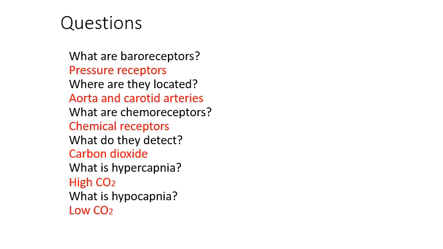All right, there's your answer. So baroreceptors are pressure receptors. So they basically are detecting stretch. We find them in the aorta and the carotids. Chemoreceptors are detecting chemicals like carbon dioxide. They can also detect oxygen and hydrogen ions. Hypercapnia is a high CO2 level, and hypocapnia is a low CO2 level in the blood.